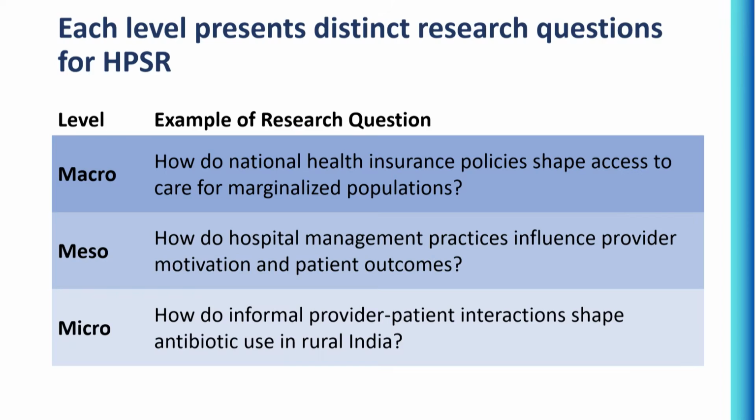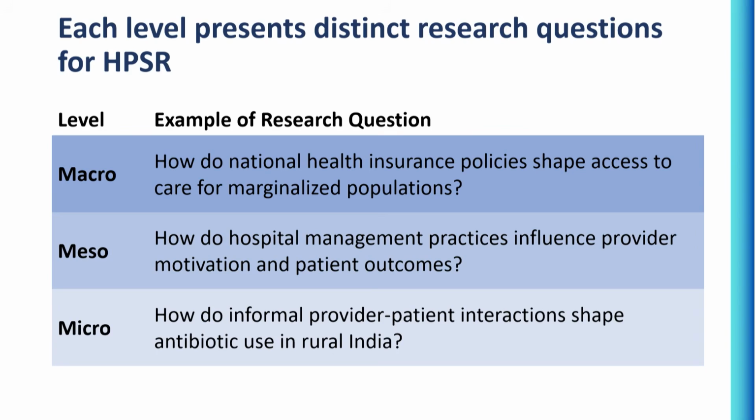So the hospital has some policy of paying out a bonus to facilities that are performing better. How's that impacting overall on provider motivation? And then here, micro level: how do informal provider-patient interactions shape antibiotic use? That's quite interesting, right? It's looking at the level of, say, drug shops, pharmacies, or providers. Does the relationship between the provider and the patient make a difference to how willing the provider is to hand over antibiotic prescriptions, even if it's not warranted?